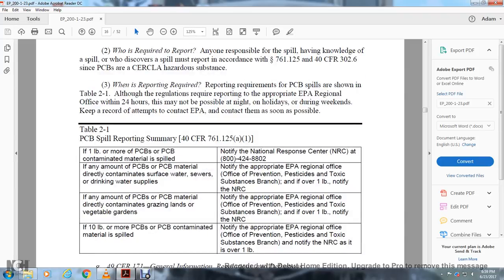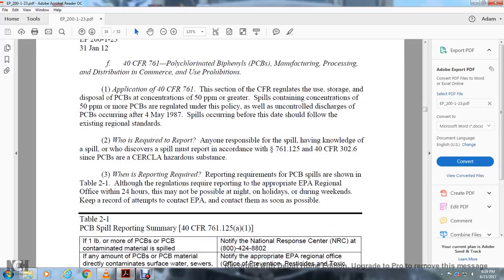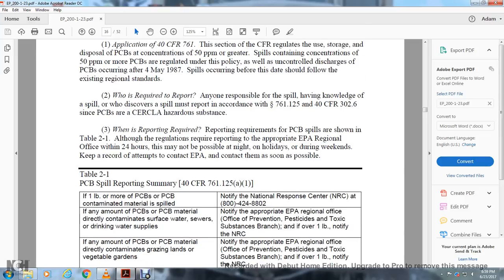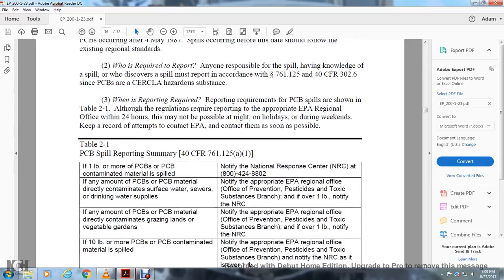Table 2-1, polychlorinated biphenyl spill reporting summary, Title 40 CFR 761.125(a). If 1 pound or more of the polychlorinated biphenyls or materials containing polychlorinated biphenyls is spilled, notify the National Response Center. If any amount of polychlorinated biphenyl material directly contaminates the surface of water, sewage, or a drinking water system, notify the appropriate Environmental Protection Agency regional office, Pesticides and Toxic Substances Branch. If over 1 pound, notify the National Response Center.